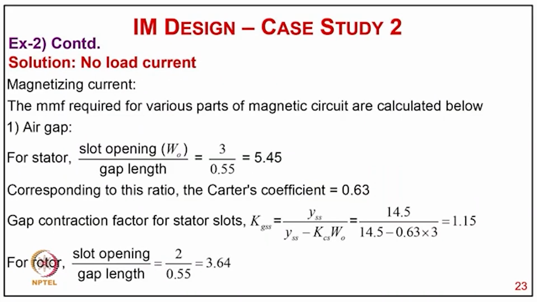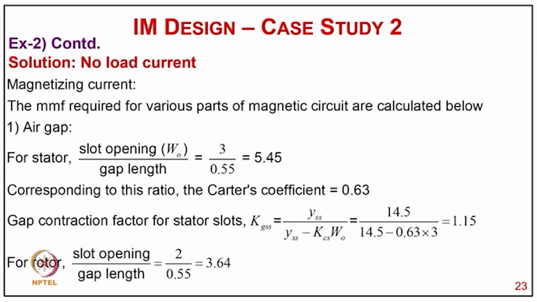Now coming to the calculation of parameters, these were the dimensions, so now we can calculate the parameters. Typically the no load current has two parts: one is the magnetizing current, and another is the loss component of current. So coming to the magnetizing current, the MMF required for various parts of the magnetic circuit is calculated here.